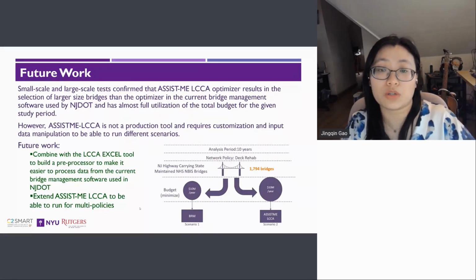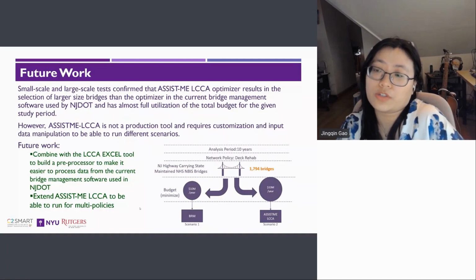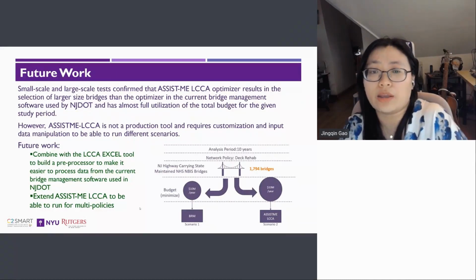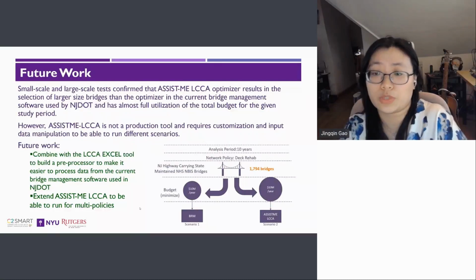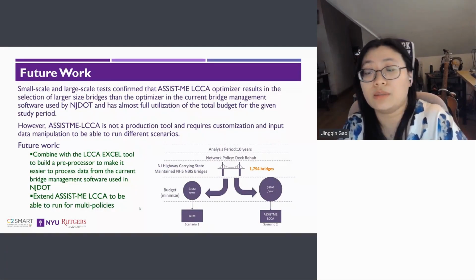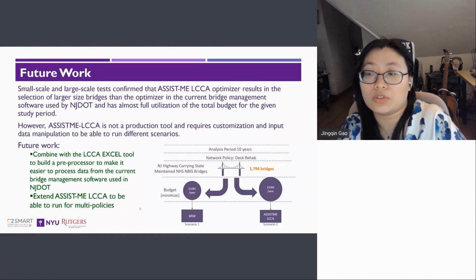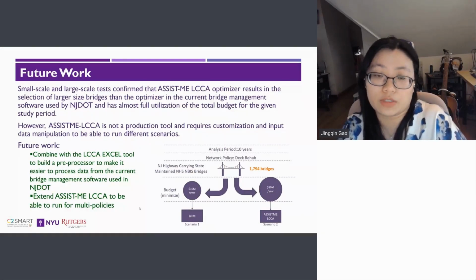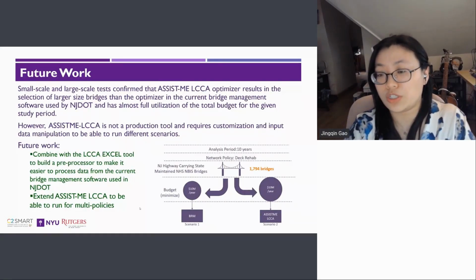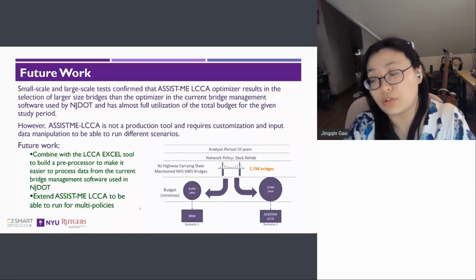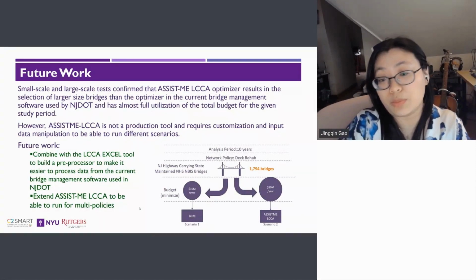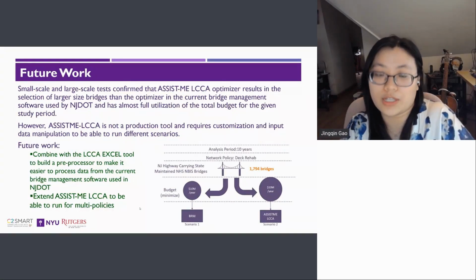And what we found is, based on the small scale and large scale tests, both of them confirm that Sesame LCCA results in the selection of larger size bridges than the optimizer, and eliminates some of the small bridges. And the best thing that we found is it can utilize the total budget for the given study period, because there's a rollover budget function built in. However, of course, this tool is not a production tool yet, and it requires customization and input data manipulation to be able to run different scenarios.